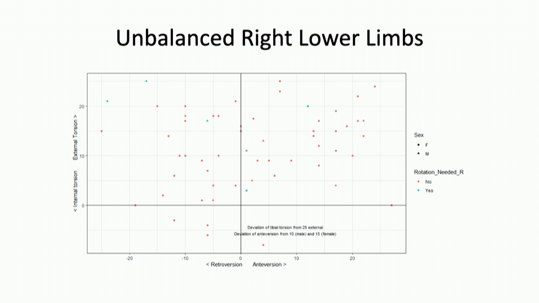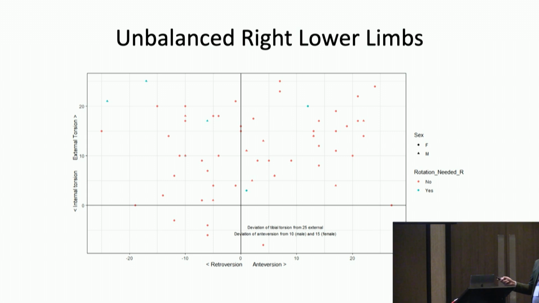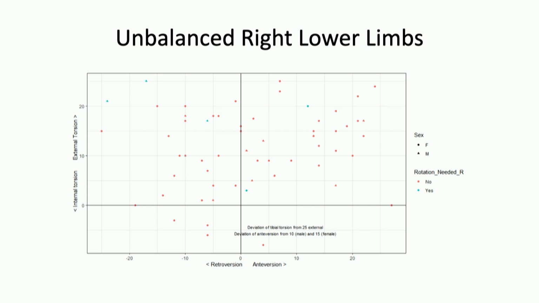Now, this is an unbalanced right lower limb. This is hip retroversion, anteversion, and this is tibia. What we've done is not 0 degrees of anteversion; 0 would be 10 degrees for a male and 15 for a female. So 10 would be 20 for a male and 25 for a female. So you'd expect this to be the highest tibial torsion and the highest anteversion. I'm sorry, these dots I think I need to make bigger.